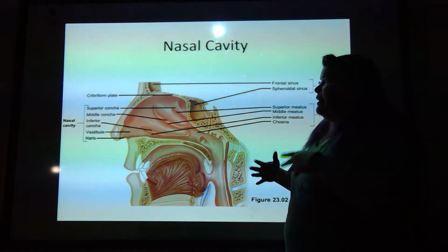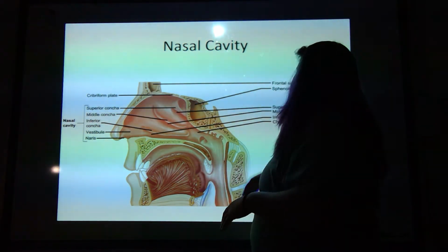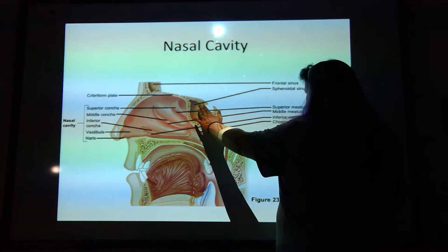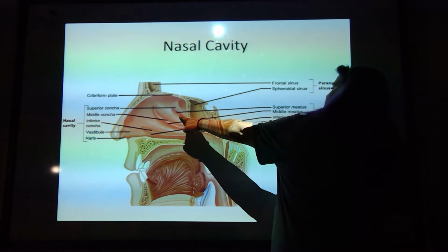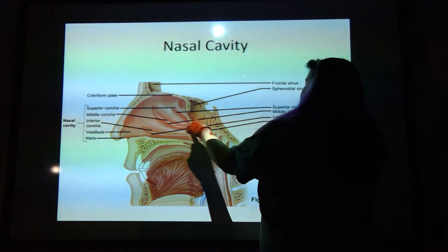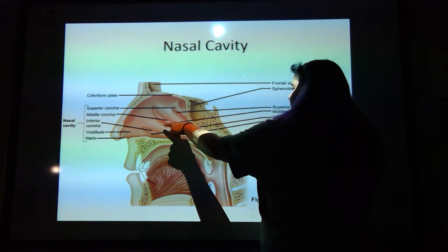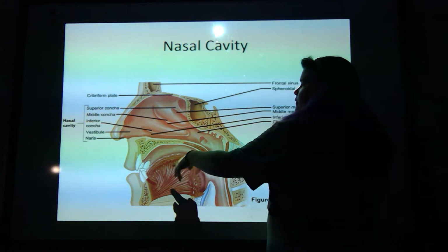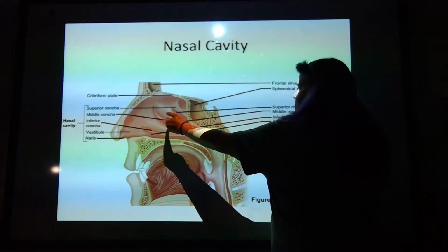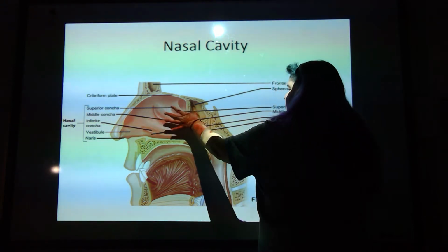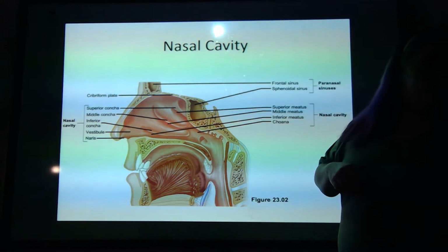So again, just taking a look, we've got the cribriform plate, the frontal sinus, the sphenoidal sinus, the superior concha, followed by the superior meatus, the middle concha, followed by the middle meatus, the inferior concha, the inferior meatus, the vestibule, which is the entrance, the nares, which are the nostrils, and then that transition from your nasal cavity back to the pharynx is going to be the choana. Okay?